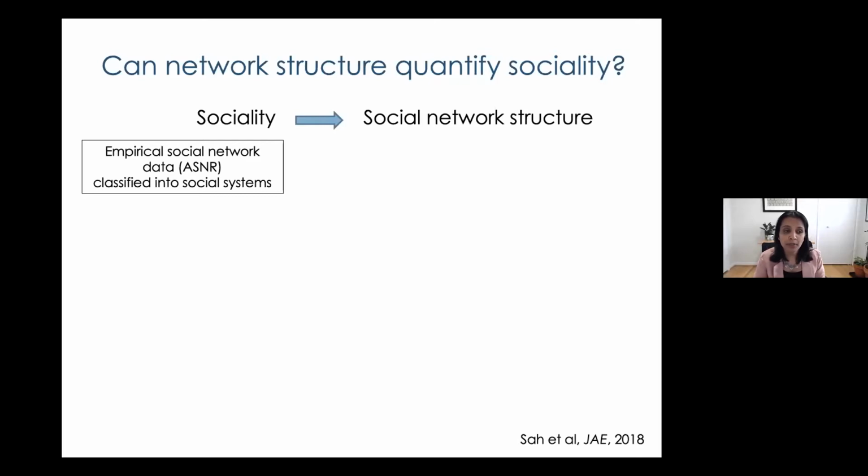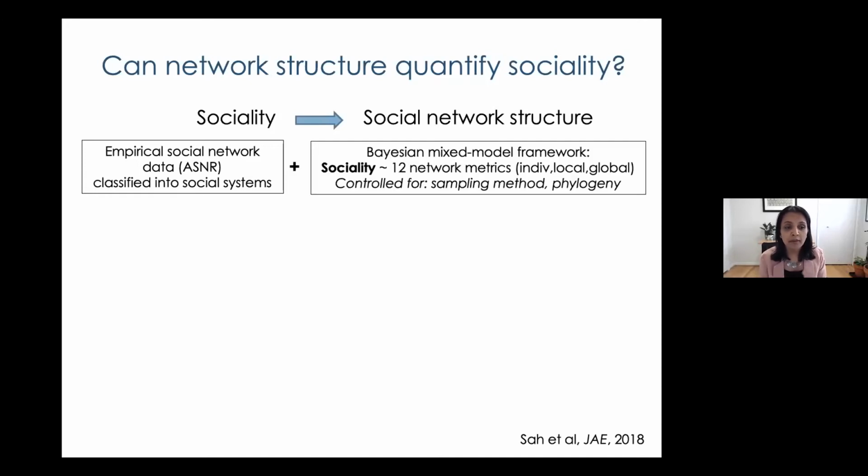So for our approach, we took the data from across taxa from this social network repository, ASNR, and we analyzed them through a Bayesian mixed model framework, so a regression framework, in which the response variable was sociality, and the predictors were various network metrics, both individual level, local scale, and global scale. And then we controlled for a few different things in terms of the data collection process and what the relationship between the different species was phylogenetically, and so forth.